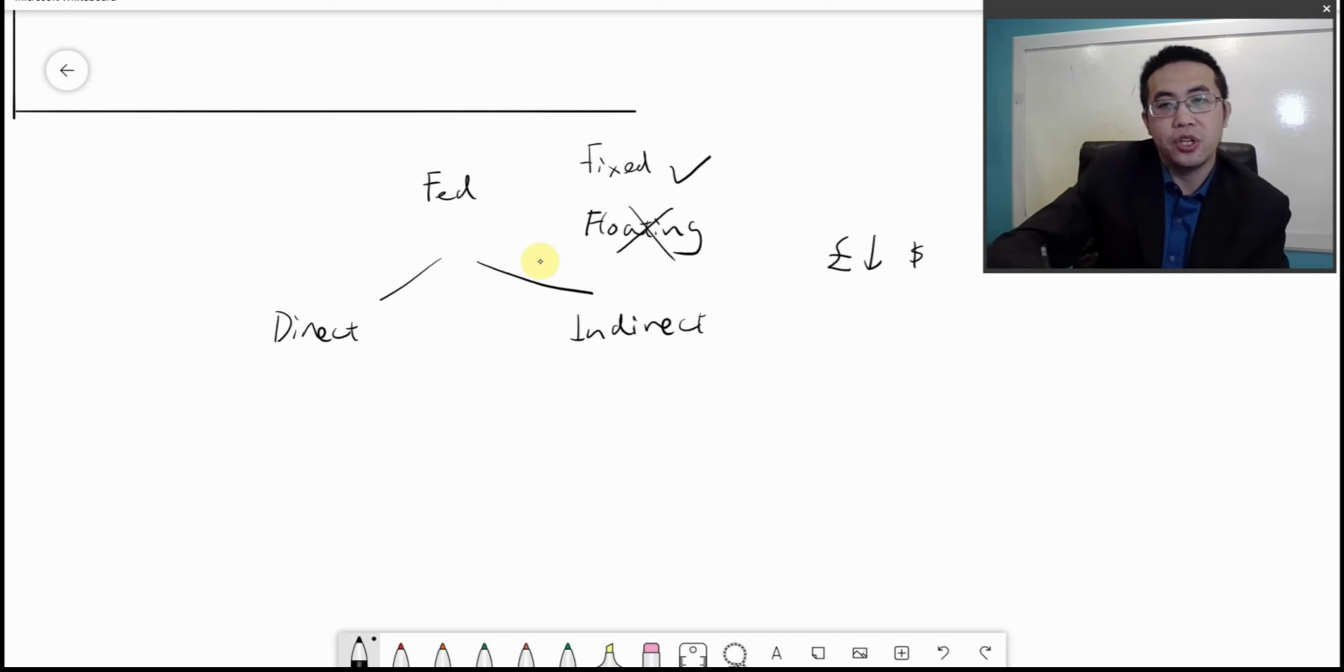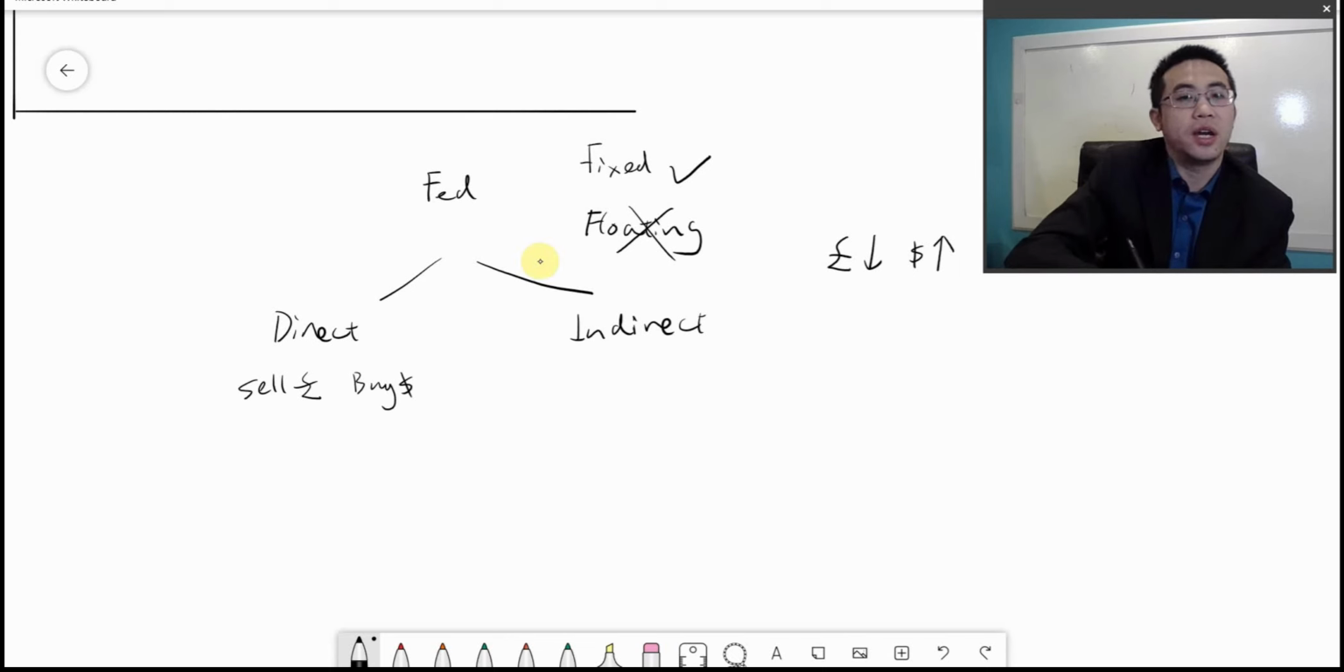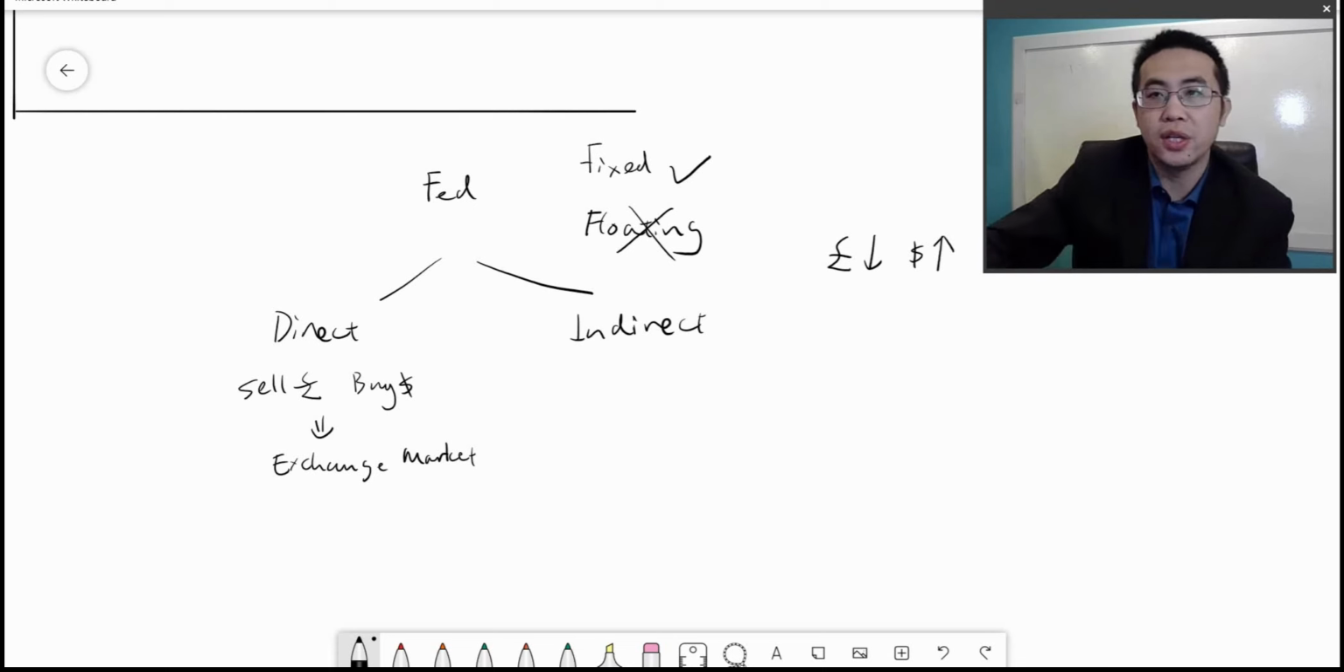If they directly intervene, then for example, if they want the pound to depreciate and the dollar to appreciate, what they can do is sell pounds and buy dollars in the exchange market. All right, so this is done in the exchange market. That's called a direct intervention. They just deal with the currency dealers in that market.